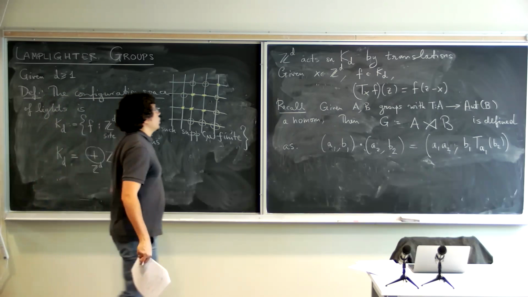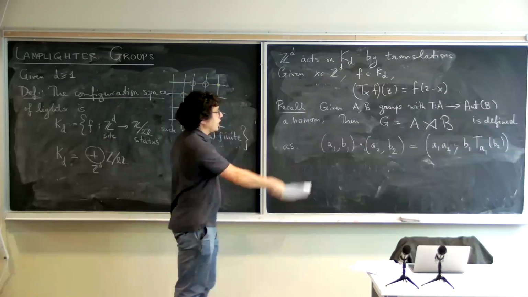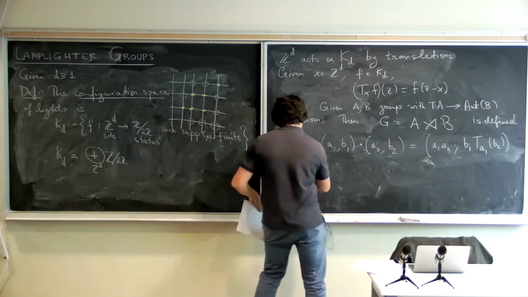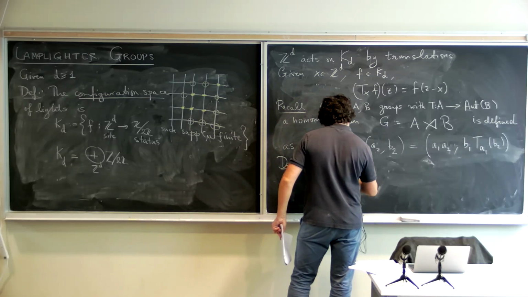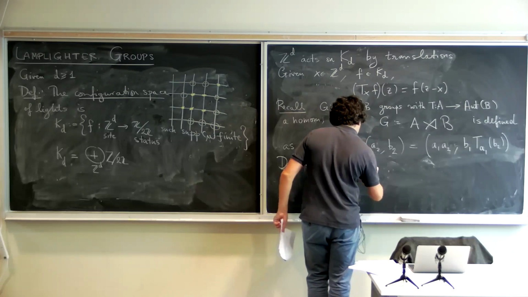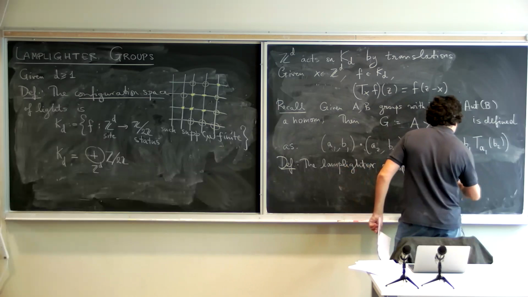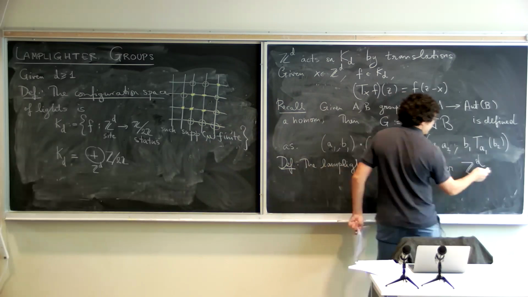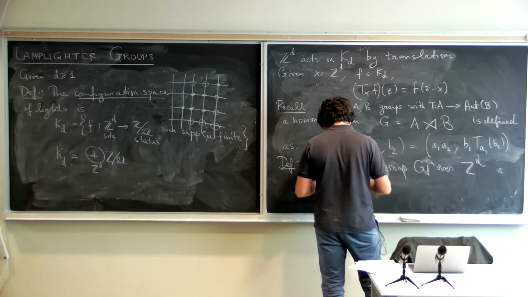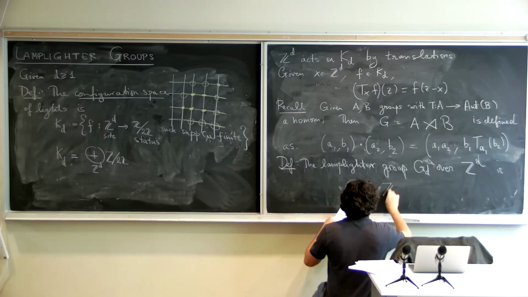And so the lamplighter group is exactly this. So we are taking the action of ZD on the configuration space, and we're constructing this semi-direct product. The definition is the lamplighter group GD. So ZD is the space of lamps, exactly this ZD, and then you take it.